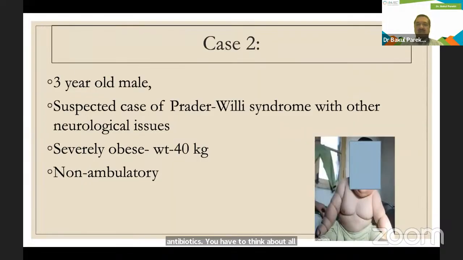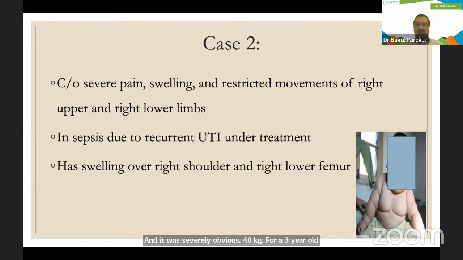Next case, a 3-year-old male, suspected case of Prader-Willi syndrome with other neurological issues. And he was severely obese. It was 40 kg for a 3-year-old male child. So naturally, he was non-ambulatory. And he comes again with severe pain, swelling, and restricted movement of right upper and right lower limb, both on one side. The child had also sepsis and recurrent UTI, which was being treated, and has swelling over the right shoulder and right lower femur.